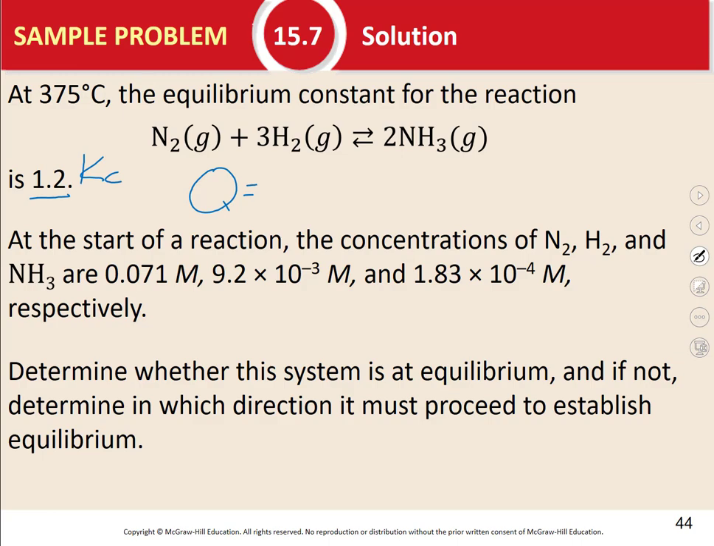So Q is equal to the concentration of products over the concentration of reactants. Our products are ammonia raised to the second power, because there are 2 of them in the reaction. On the bottom are our reactants, so that's our nitrogen and our hydrogen. Hydrogen will be raised to the third power because there are 3 of them in our reaction. So we go ahead and plug in the values that they gave us for the concentrations of each of these.